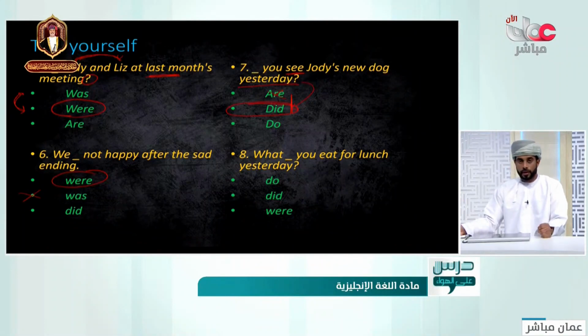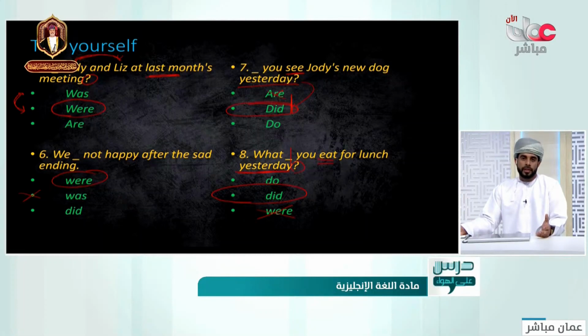Nice. Last one, it is a question also. What you eat for lunch yesterday? Is there any infinitive? Yes, which is eat. Good. So we need either do or did. Okay, which one is going to work? Since it is yesterday, it is clear that you are going to use the word did.